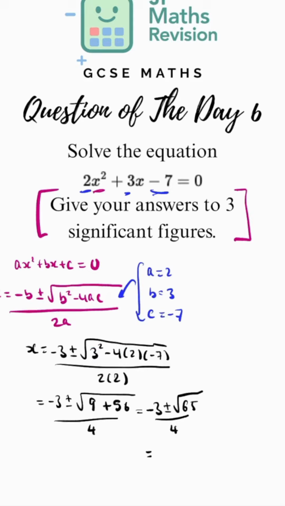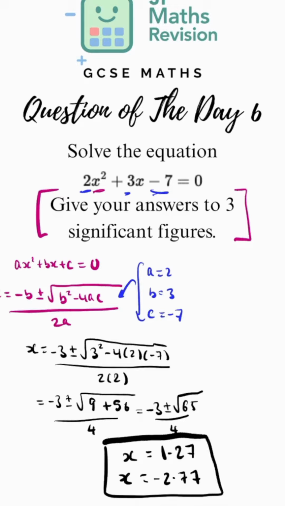Now if I type both of these solutions into my calculator, so I'm going to type in minus 3 plus the square root of 65 over 4, and minus 3 minus the square root of 65 over 4. If I type them both in, I end up with x equals 1.27 and x equals minus 2.77. So those are my two values of x given to three significant figures.